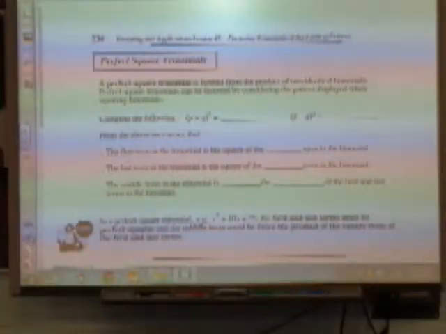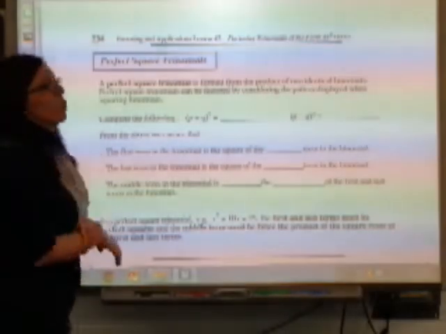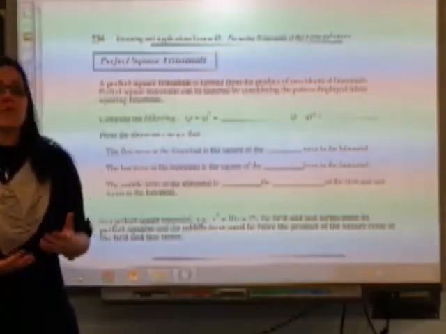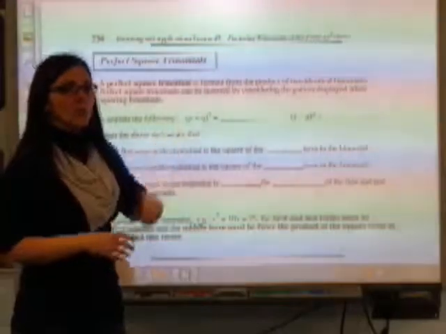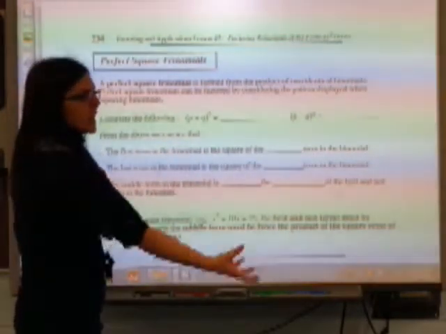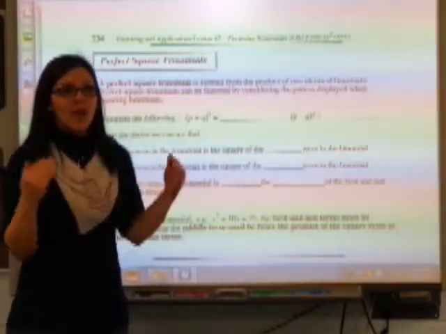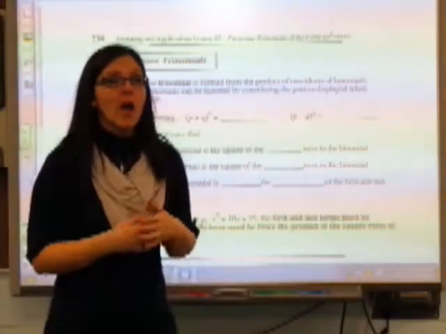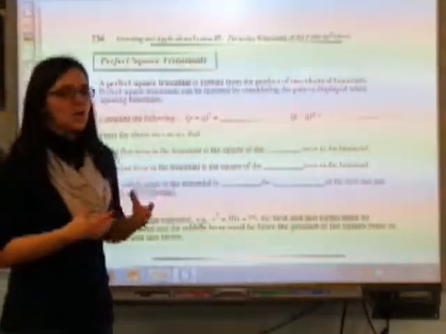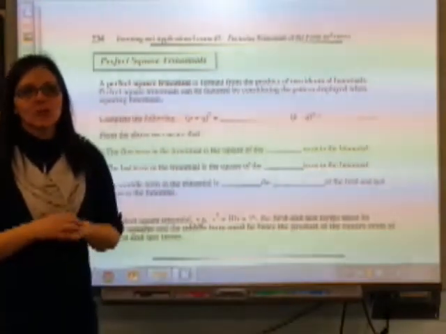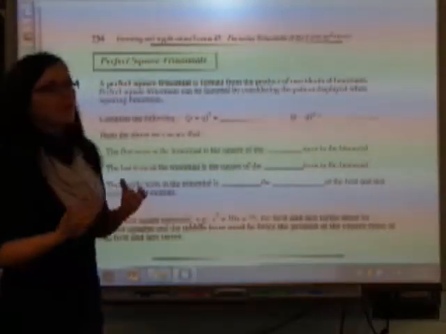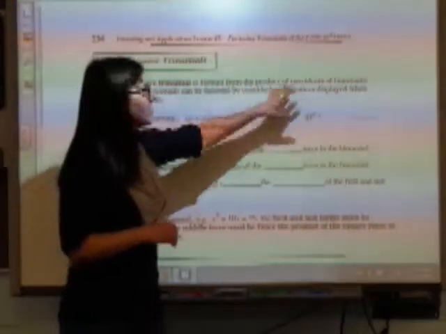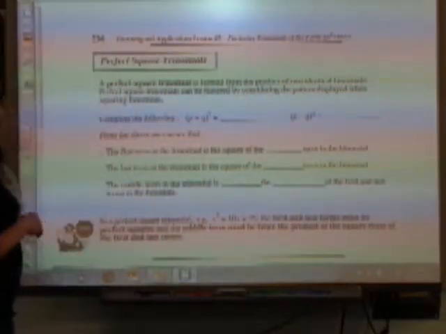So in the last lesson, or in lesson number 1, we looked at a difference of squares. We looked at how do I recognize a difference of squares. Well, the first number is a perfect square number, the last number is a perfect square number, and the sign in the middle is a minus. The other type of polynomial that we have is a perfect square trinomial. In a perfect square trinomial, we have the product of two identical binomials.